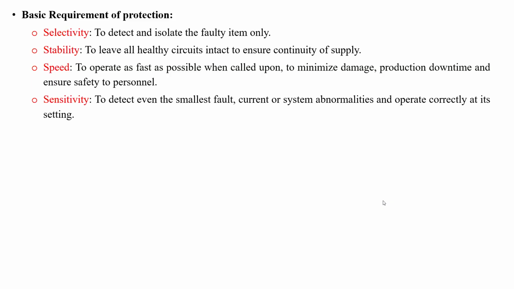And also stability, to leave all healthy circuits intact to ensure continuity of the supply. Speed also plays a major role when you are selecting the relay for the protection systems. It should operate as fast as possible when called upon, to minimize the damage and production downtime, and ensure the safety of personnel. And also sensitivity, to detect even the smallest fault or system abnormalities and operate correctly at its settings.